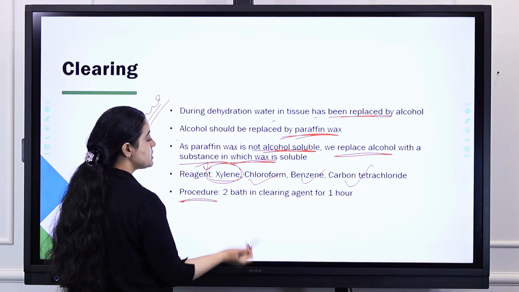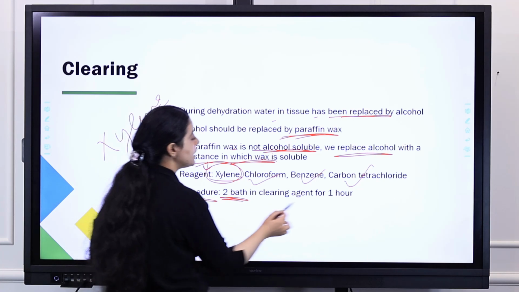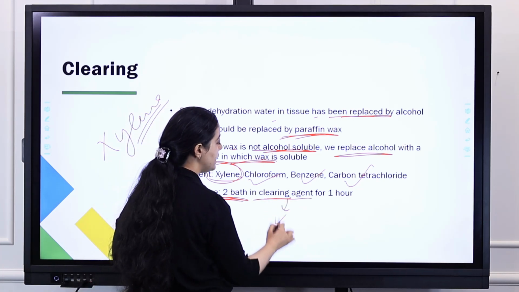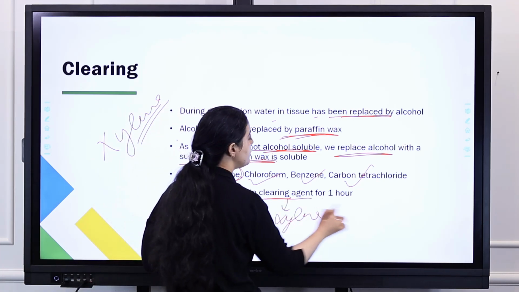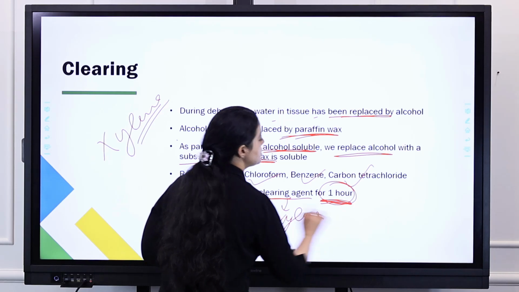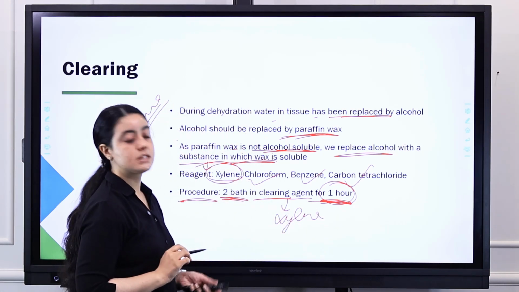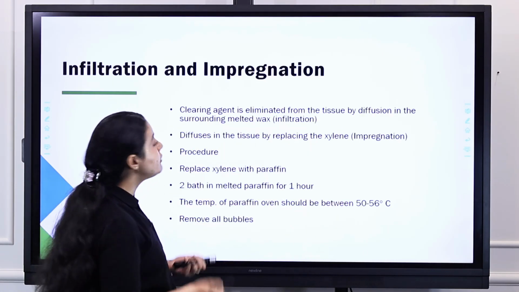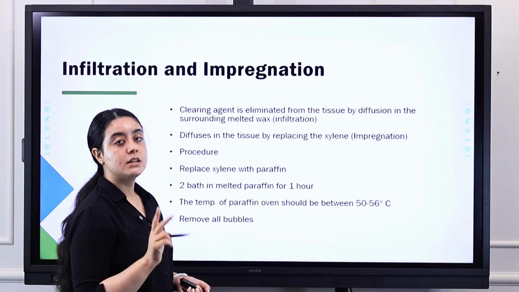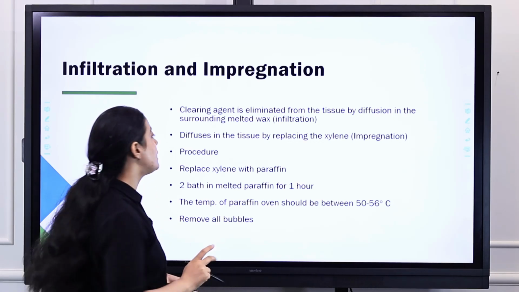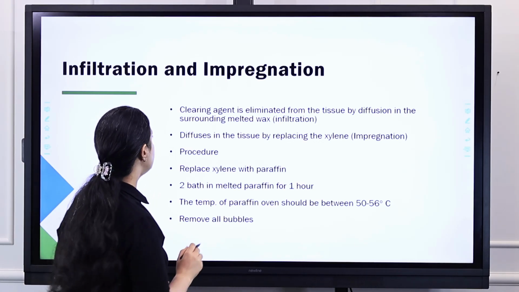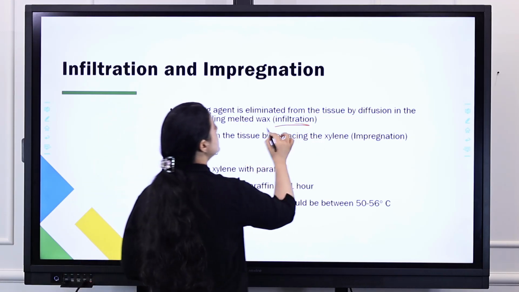Procedure, what will be the procedure? You have to do 2 baths in the clearing agent, which is xylene, for 1 hour, right? So this is how you have to clear your slides. Now infiltration and impregnation. These 2 terms are written over here, infiltration and impregnation. So you have to understand the meaning of these 2 terms.